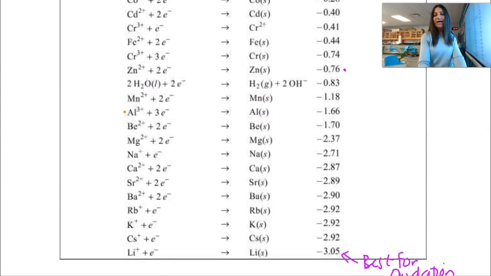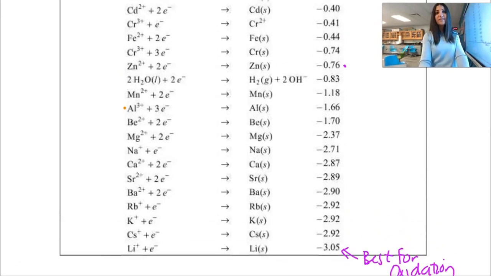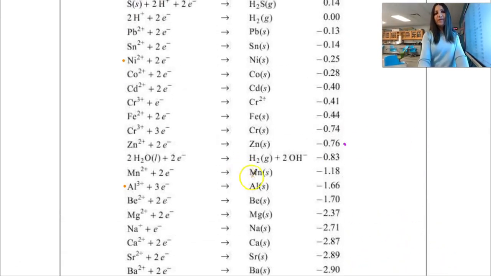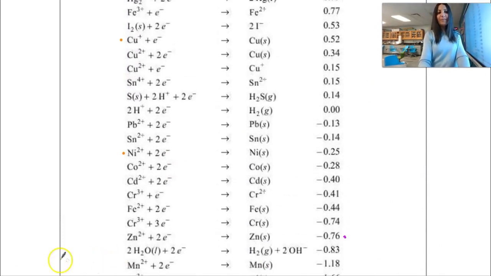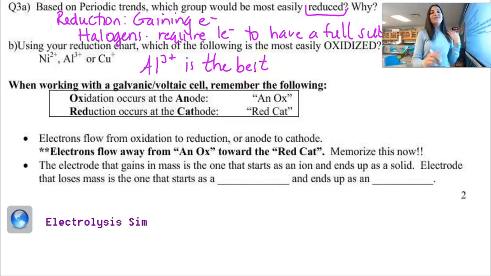If we take a look down here, we said that the best for oxidation would be at the bottom of the chart, since this is a reduction chart. So the best one should be aluminum, then nickel, and then copper. Okay, so it looks like the aluminum 3 plus is the best for oxidation. So most easily oxidized. All right, so we already know this.